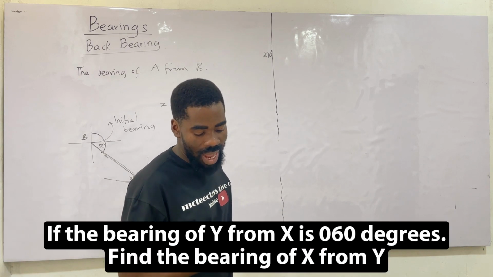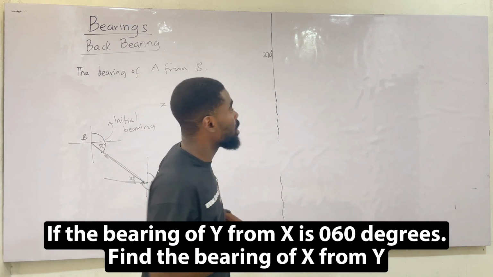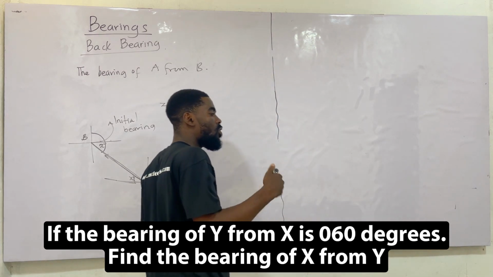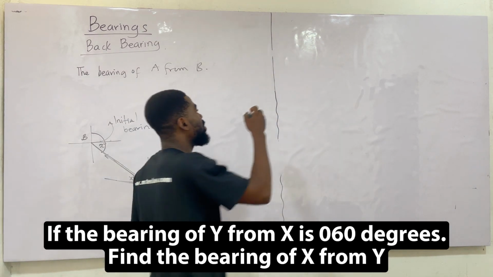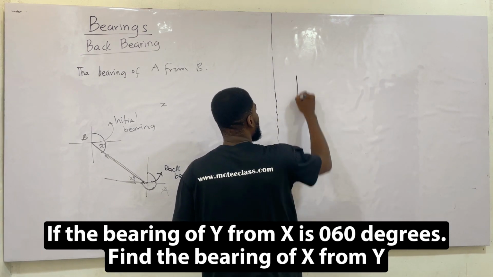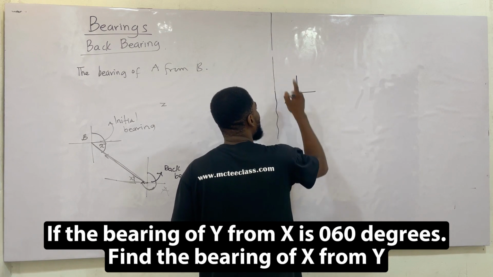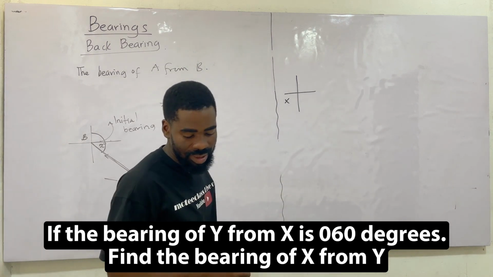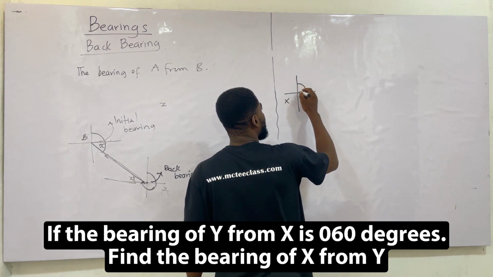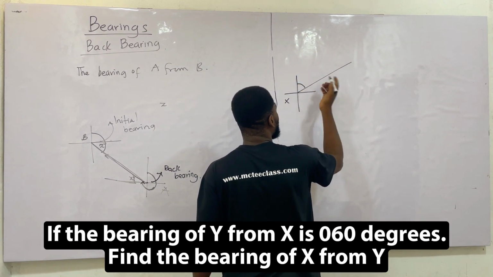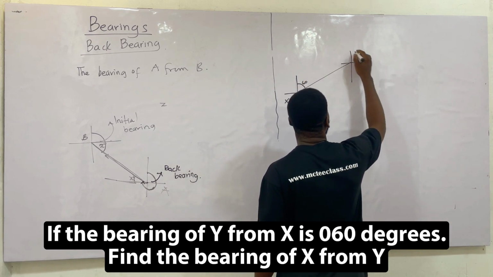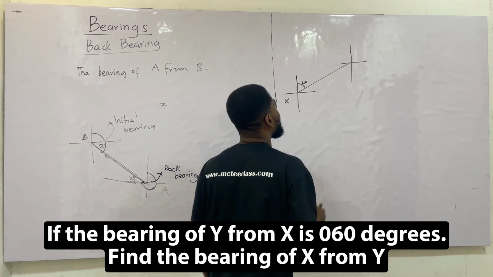So if the bearing of y from x is 60 degrees, therefore, that means that this x becomes our origin. For 60 degrees, we start from the north, and it should make a 60 degree angle from here, then we draw. This small space can be 30, so these are 60 degrees. Then we draw our Cartesian.